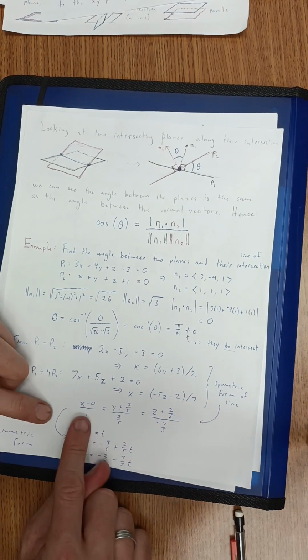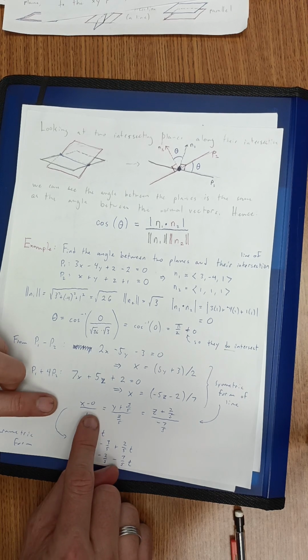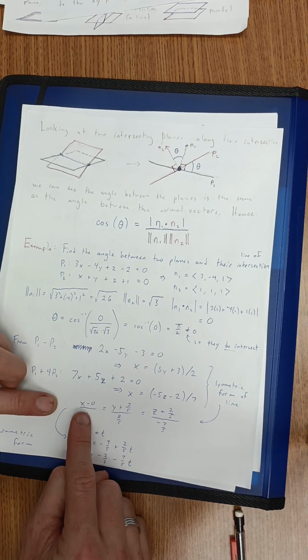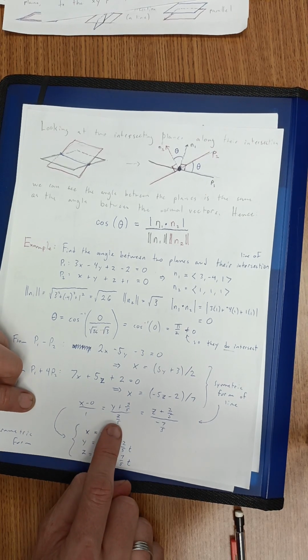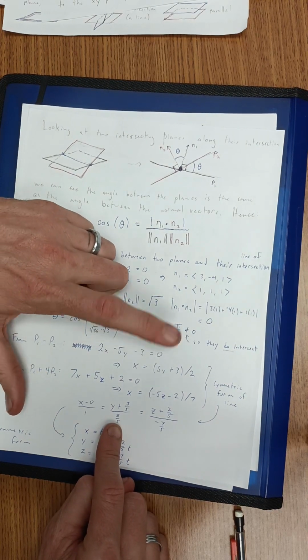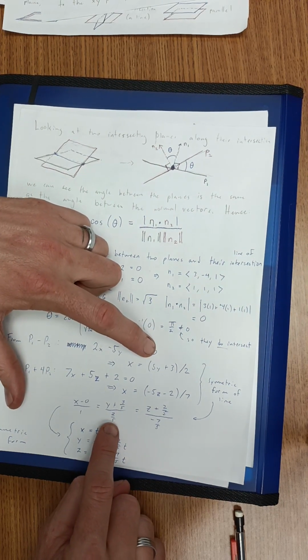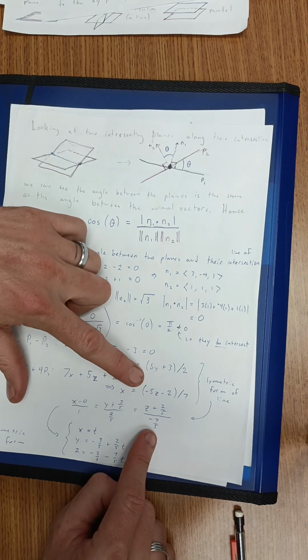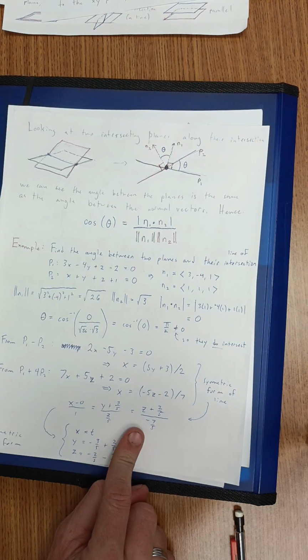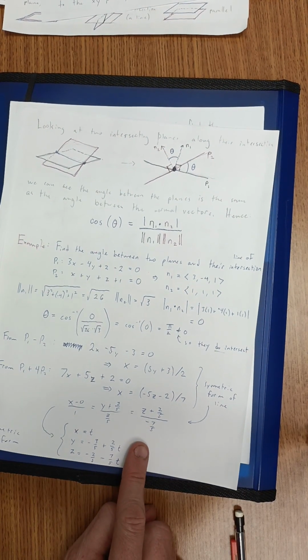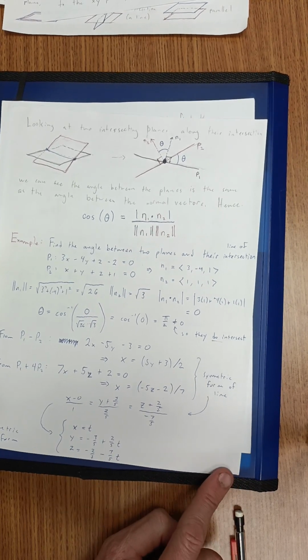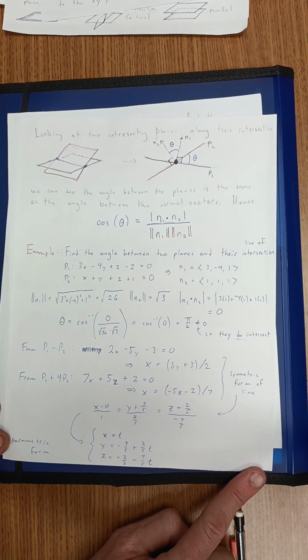Now, just rewriting that, x itself, so (x - 0) divided by 1, is equal to this thing involving y, and that is equal to this thing involving z. Well, hey, this is the symmetric form of a line. And from that, we can extract the parametric form of the line if we so choose.